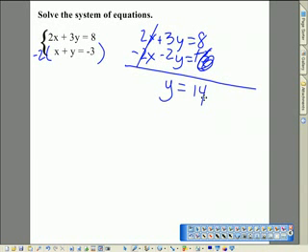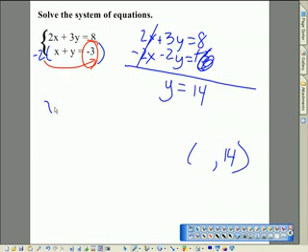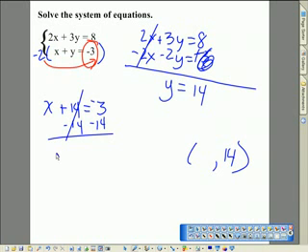Be careful with that. I just made the most common mistake made by students. They forget to multiply everything by the negative 2. So even that gets the negative 2. All right, so y equals 14. That's half of my answer, my ordered pair. Let me plug back in for 14 and for y right there. So x plus 14 equals negative 3. Subtract 14 from both sides, one step. x equals negative 17.